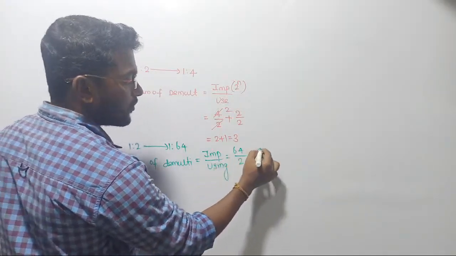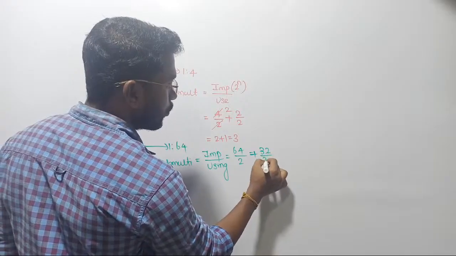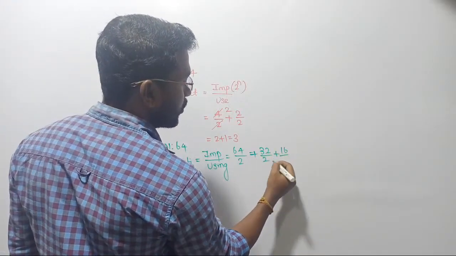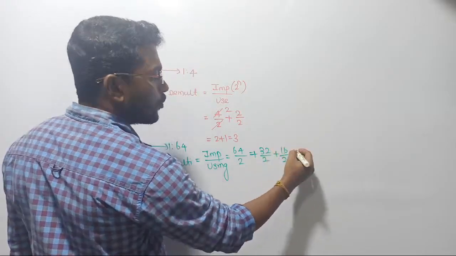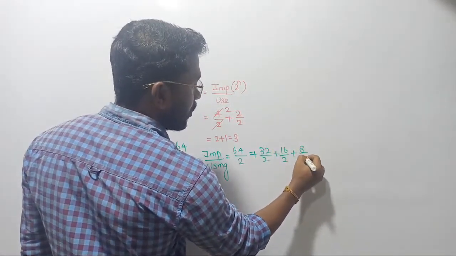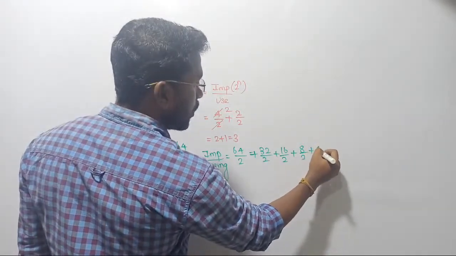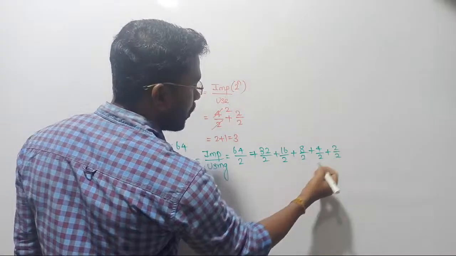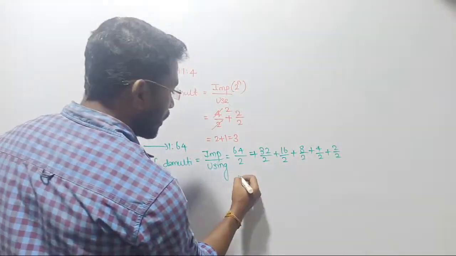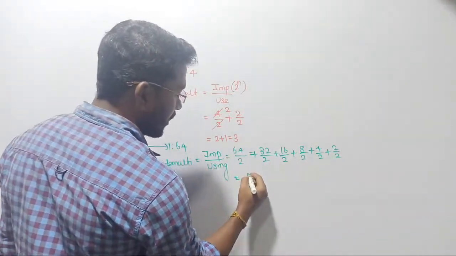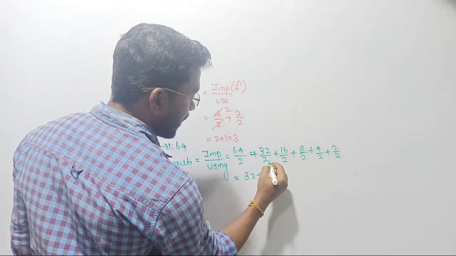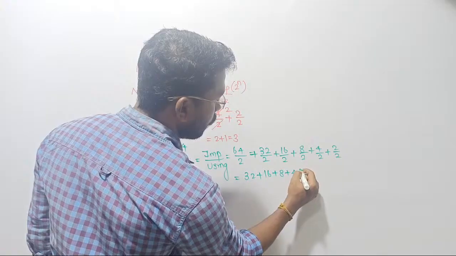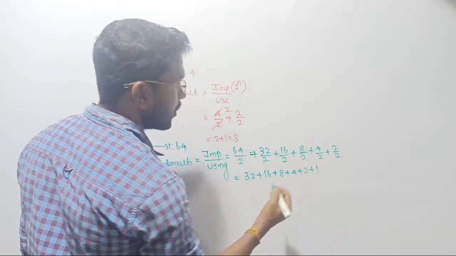32 times 2 will be 64, so we have to consider 32 by 2. Again 16 times 2 will give you 32. Again 8 times 2 will give you 16. Again 4 times 2 will give you 8. Again 2 times 2 will give you 4. That will also be divided by 2. If I cancel it, we are going to get 32. Second case, we are going to get 16, then 8, then 4, then 2. At last we are going to get 1.